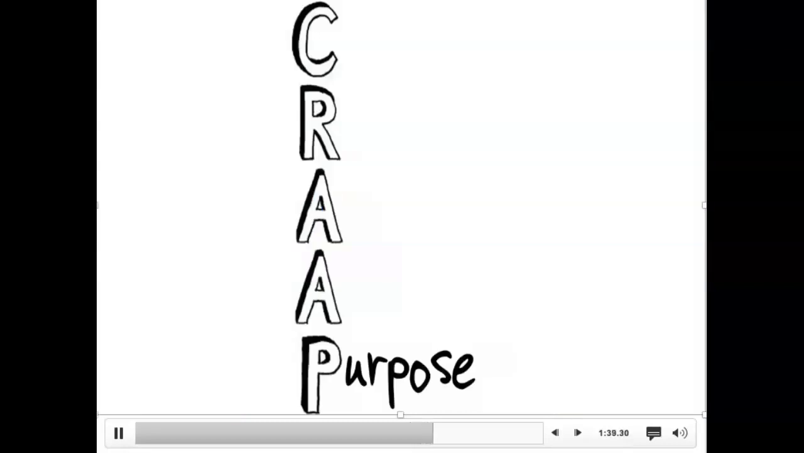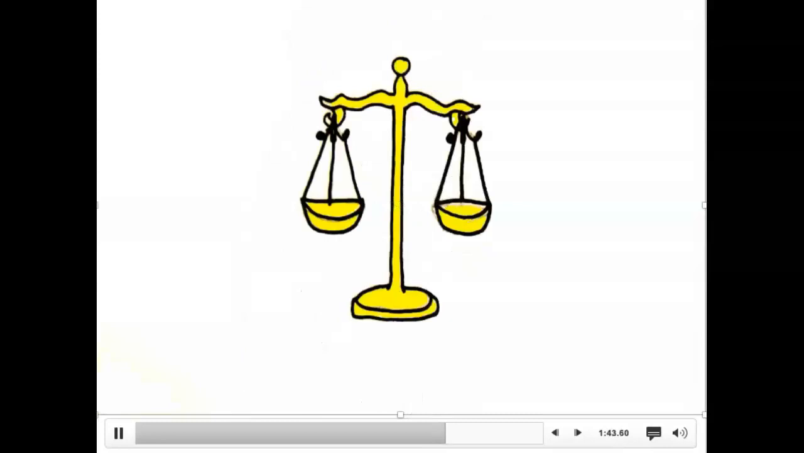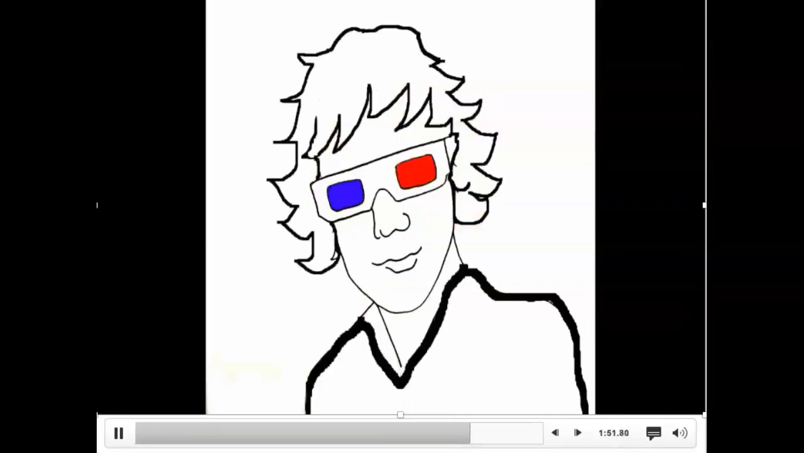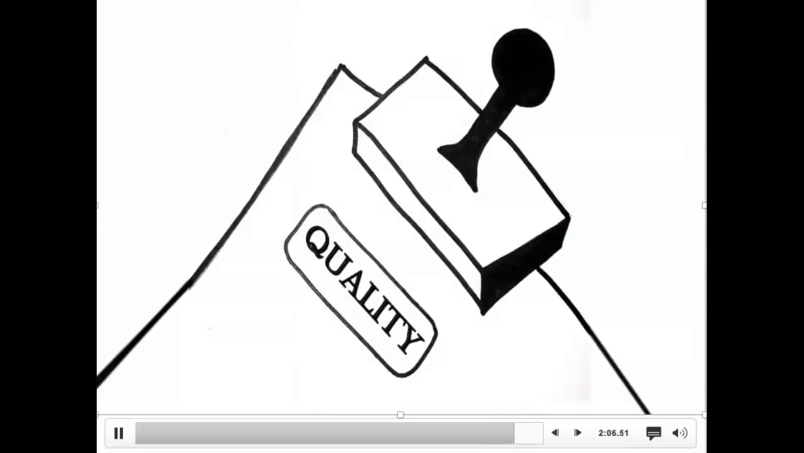Purpose and objectivity. Is the purpose stated? Is the subject approached from an objective standpoint? If not, what is the author's bias and how might it influence the information presented? Be wary, there may be more than one perspective on any given issue. Using these criteria, currency, relevance, authority, accuracy, and purpose, to critically evaluate sources of information will help ensure that you're only using quality information.